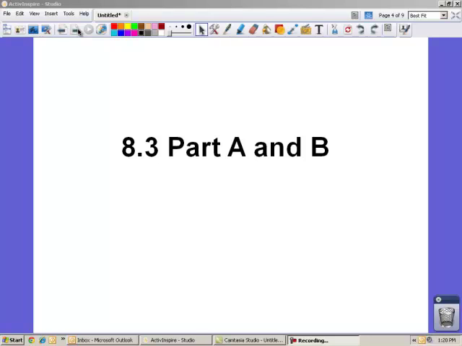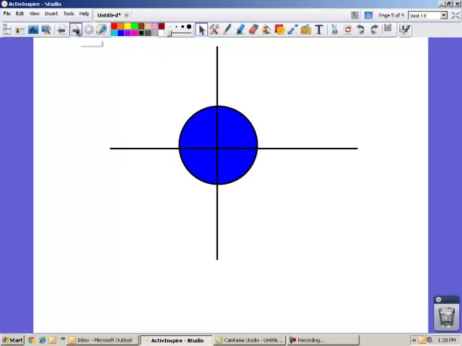This is 8.3 part A and B. We're going to be looking at the circle, and what you need to do is write the definitions from your book for the first three terms on your paper. And then when you're ready, you can draw and label this diagram.